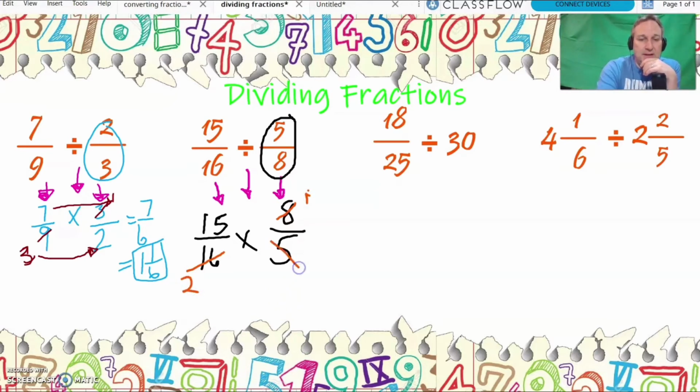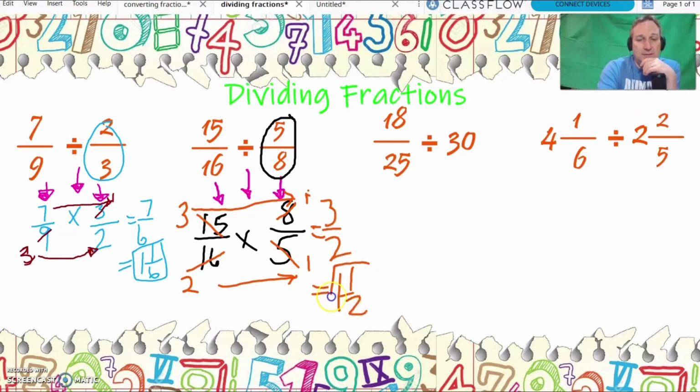And I can divide the 5 and the 15 by 5, and that makes a 1 here and a 3 here. And then I multiply across, and I get 3 times 1 and 2 times 1, and that's 3 over 2, which equals 1 and 1/2. So that's how you do that problem.